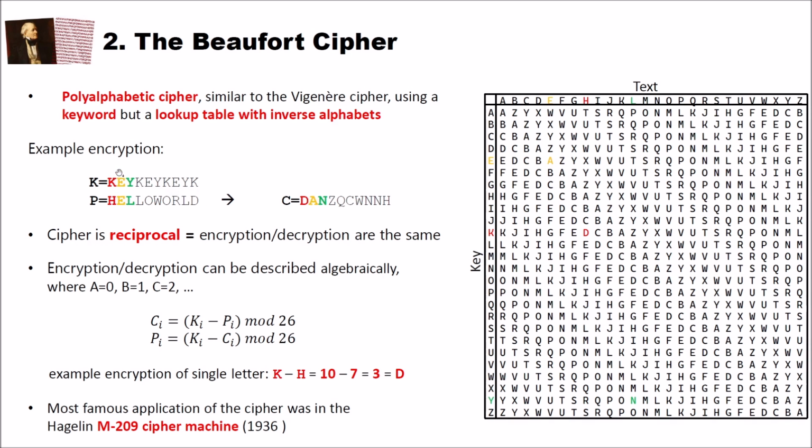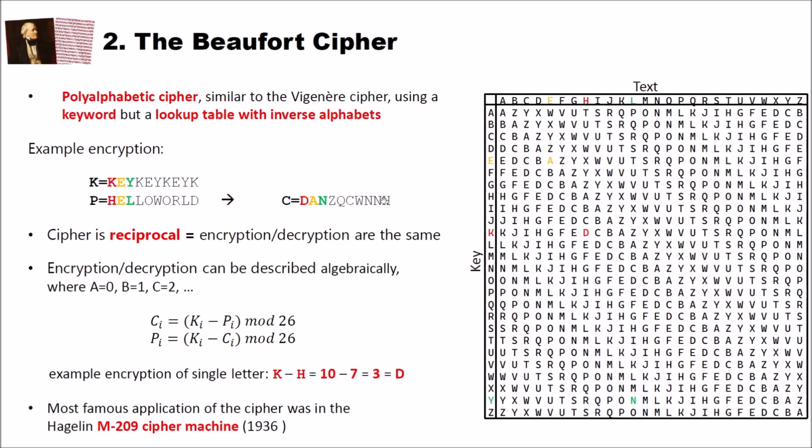So we have the key letter Y and the plaintext letter L. We search for L here, then we search for Y here, and these two meet at N here. So we write the N in the ciphertext. And we go on and on for each of the plaintext letters to obtain our ciphertext letters.